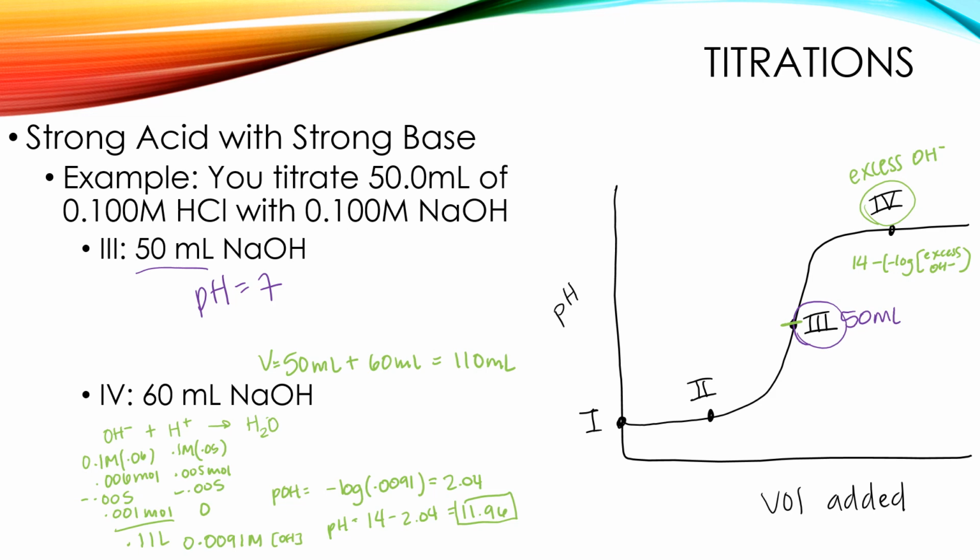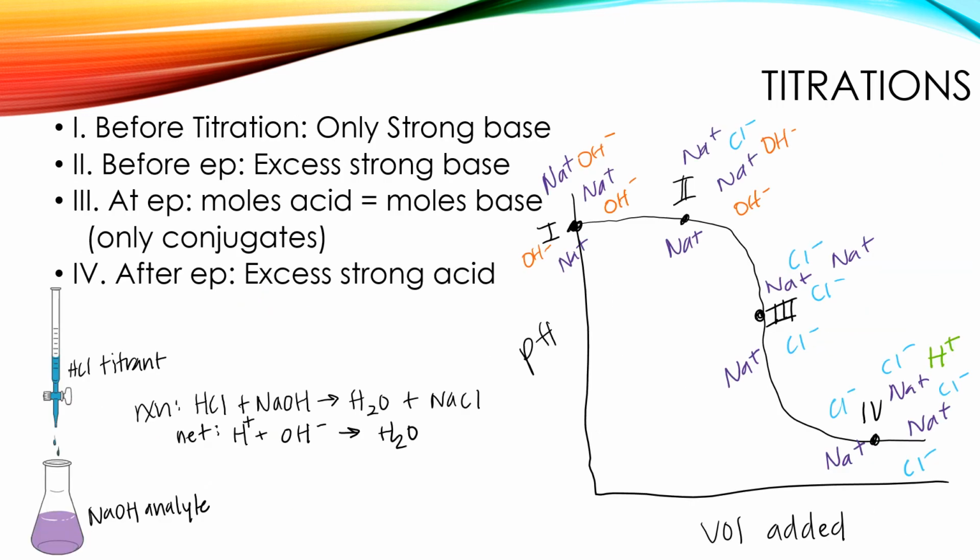That's it. Okay, so all I have done here is I have just flipped it. Now we're starting with sodium hydroxide as our analyte and we're titrating with hydrochloric acid. So it's still strong acid, strong base, but now of course my region 1 is going to have a high pH because it's all strong base and we're going to end with a low pH. So all this is, y'all, is just flip everything.